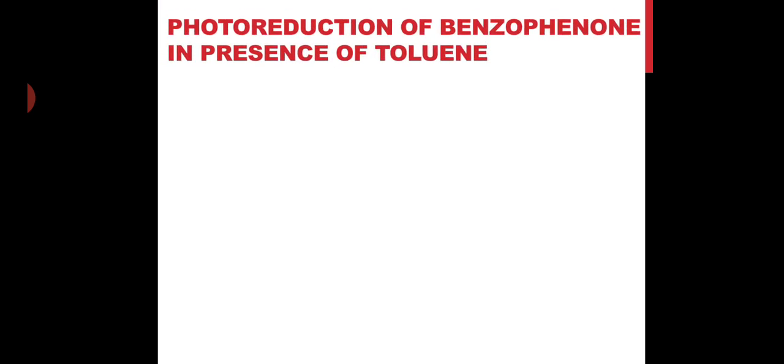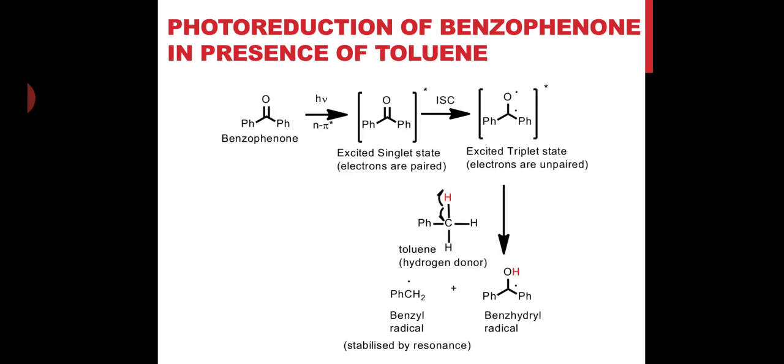What happens if the same reaction is carried out in toluene? What do you expect? Will there be any difference in the mechanism of the reaction? Let's see. The initial steps are the same, leading to the formation of diradical. The diradical now abstracts a hydrogen from toluene, and as a result two radicals are formed. One is benzyl radical and the other is benzhydryl radical. Now unlike hydroxyisopropyl radical, as we have seen in the previous case, benzyl radical is stable. So what happens?